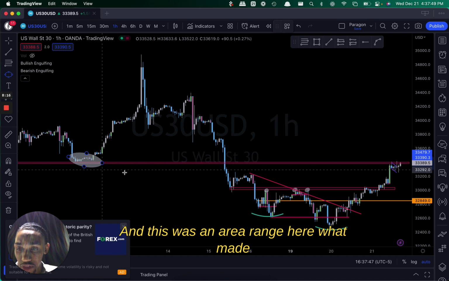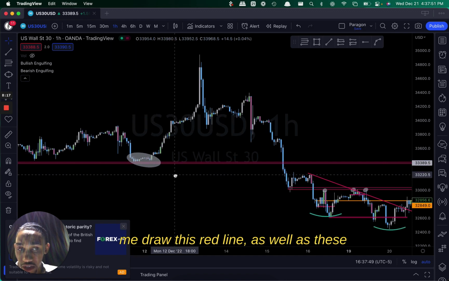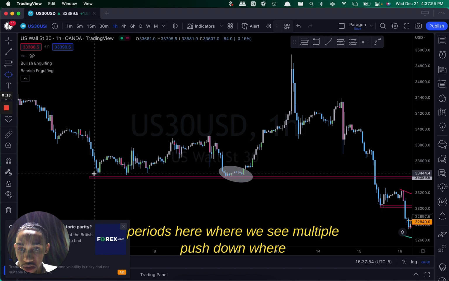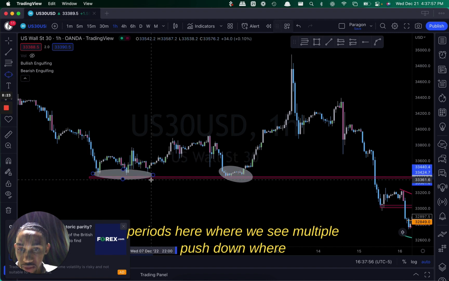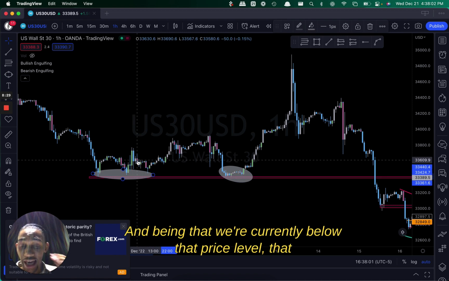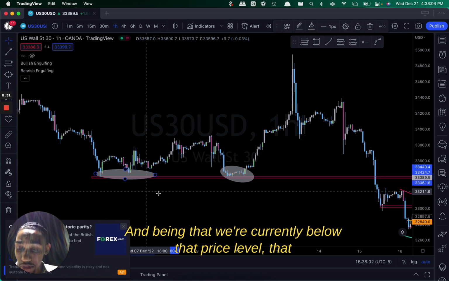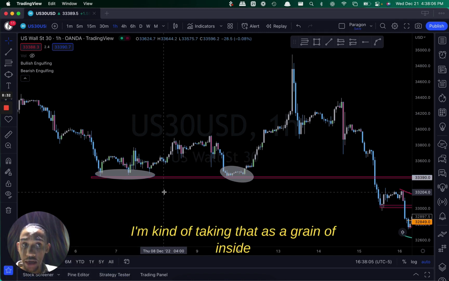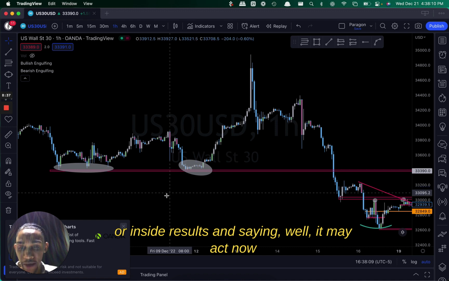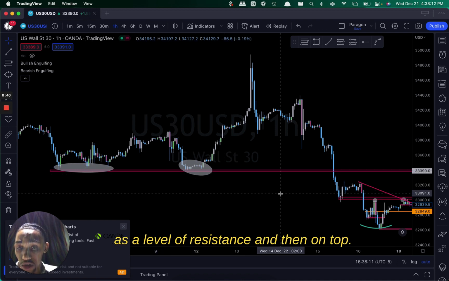And this was an area range here, what made me draw this red line, as well as these periods here, right? Where we see multiple pushes down, where they acted as support in the moment, and being that we're currently below that price level, I'm taking that as a grain of insight and saying, well, it may now act as a level of resistance.